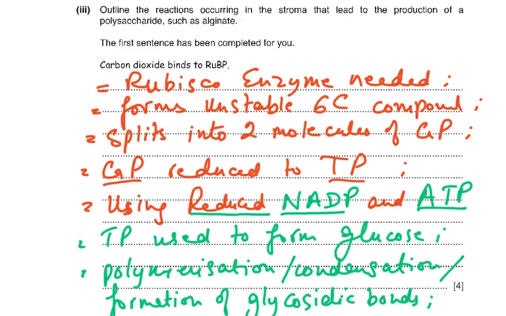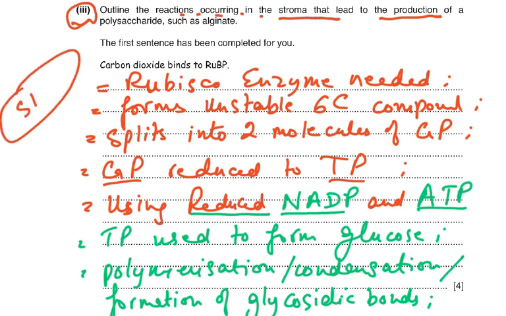We come to part 3 of the question. Same question: outline the reactions occurring in the stroma that lead to the chloroplast. The inside of the chloroplast is called the stroma. It's very easy to remember that, because the last two letters in chloroplast are ST, and ST is for stroma. So the chloroplast has the liquid part inside called the stroma. The first sentence has been completed for you.